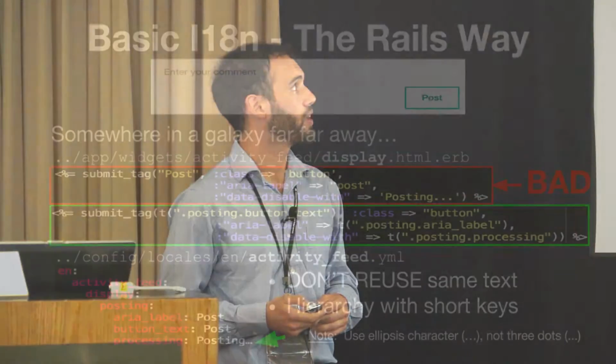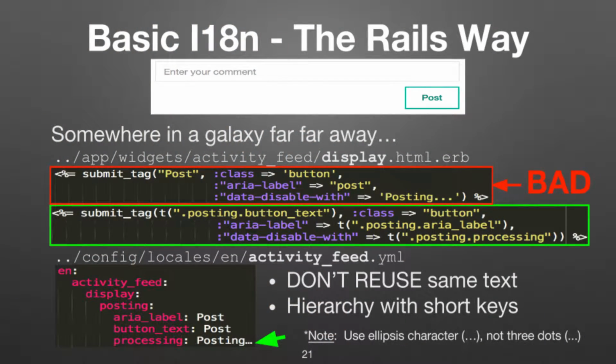So let's get started with a really basic example in the Rails world. We have a basic input box with a button, and we have some text on here. To generate this kind of input mechanism for users, we have some code in a galaxy far, far away that looks kind of like this. It's basically just a submit tag with "Post" as the text, a CSS class of button, an ARIA label of "Post", and also a processing attribute of "Posting...". This is typically a bad way to start with internationalization.